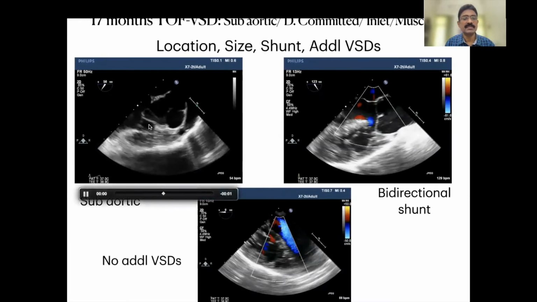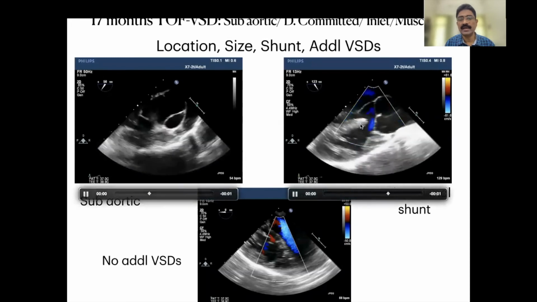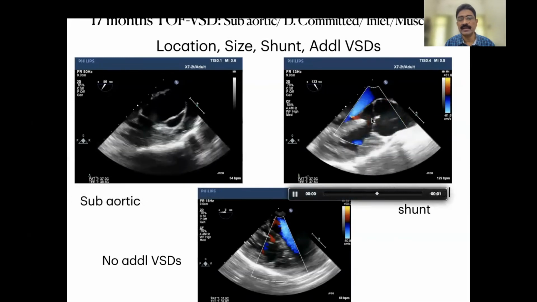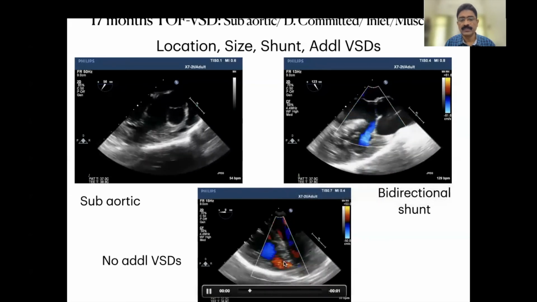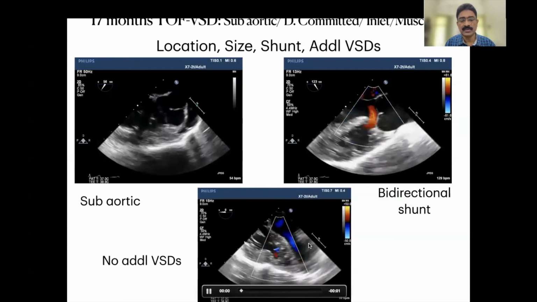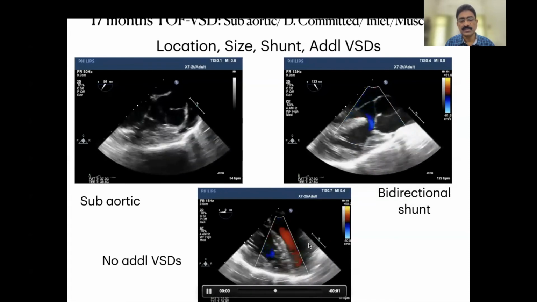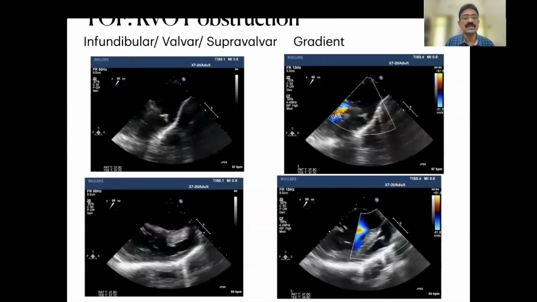VSD, which is subaortic, and this is a long axis. So you can see the aortic override and the shunt is predominantly left to right, and a right to left component is also there. You can see the color change there, and here I am looking for an additional VSD. You need to bring down the Nyquist limit to see the additional VSD in this view as well as in transgastric views.